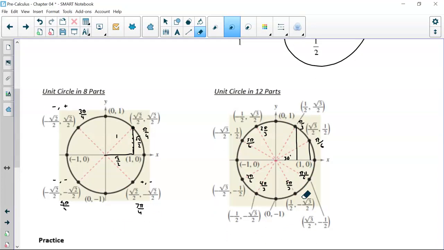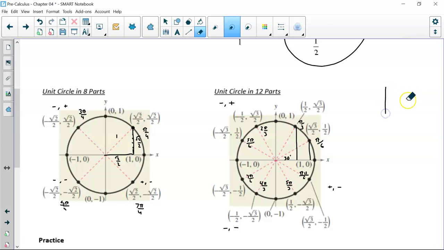Now, as you can see, all of our pi over 6s, whether it's a pi over 6, a 5 pi over 6, 7 pi over 6, and 11 pi over 6, the x and y values are the same except the signs. In quadrant 2, our signs are going to be negative for x, positive for y. In quadrant 3, our signs are going to be negative for x and negative for y. And in quadrant 4, our signs are going to be positive, negative. And that's going to always be the case.